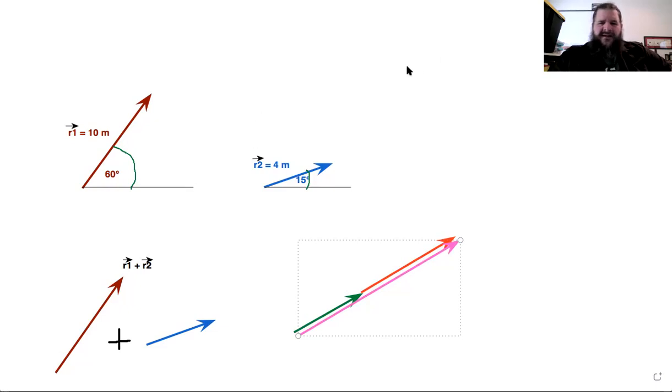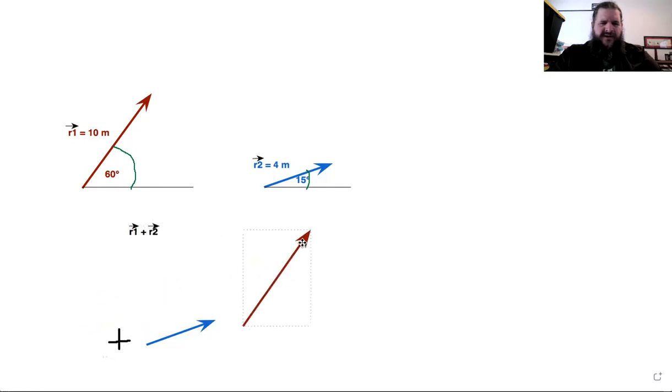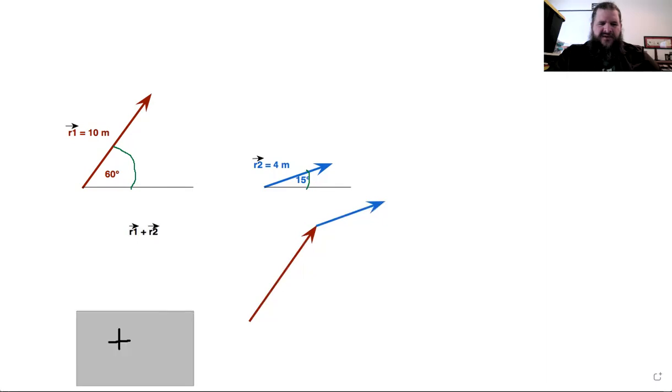More generally, if you want to add two vectors together, I usually think of this as being like a set of directions. R1 plus R2 basically is, R1 says go this far in this direction, R2 says go this far in this direction. So you're basically following these directions sequentially. From where you start, let's say this is just the origin of an XY plane. So here's the x-axis, here's the y-axis.